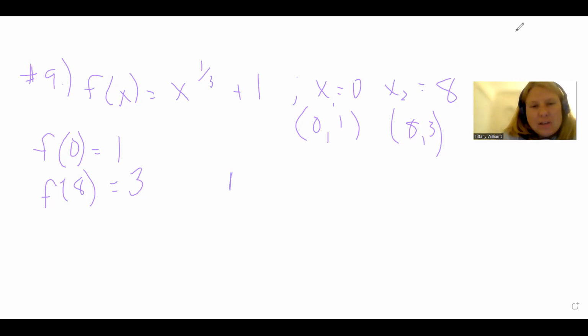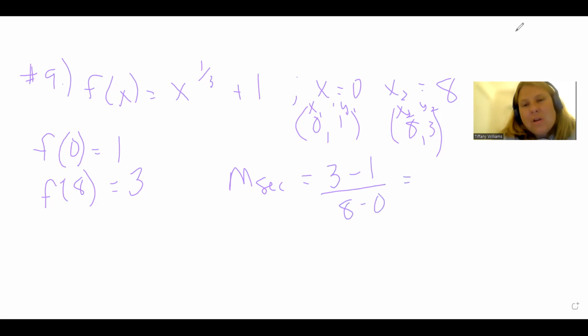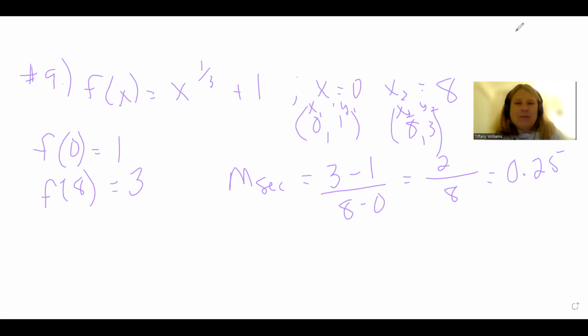So here, to find the slope of the secant line, remember, I'm going to let this be x1, y1. This is going to be x2, y2. So I'm going to plug it in here. I'm going to have 3 minus 1 over 8 minus 0. 3 minus 1 is 2. 8 minus 0 is 8. 2 over 8 is equivalent to 1/4 or 0.25, however you want to write it. Cool. So again, this is something I think we've done a couple of times in the previous section, but there it is again.